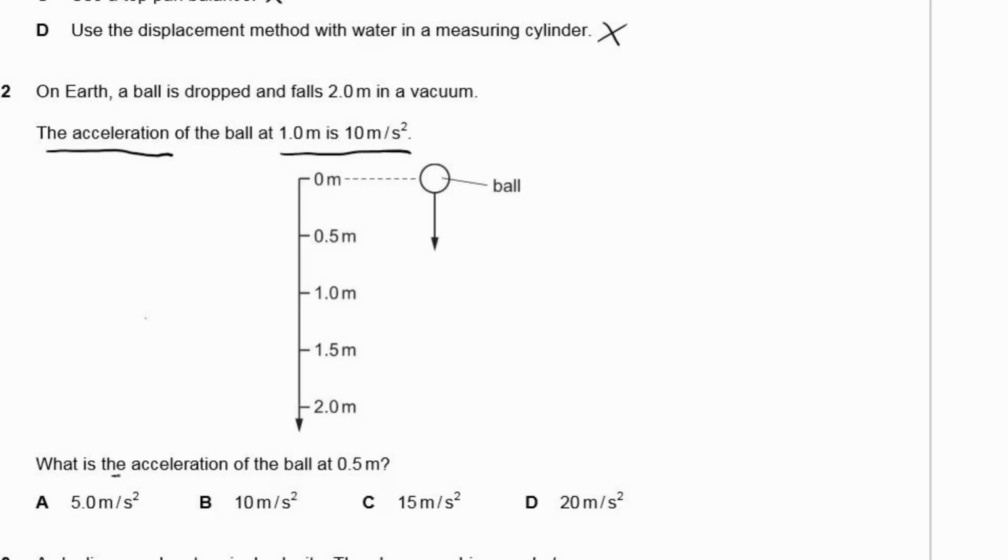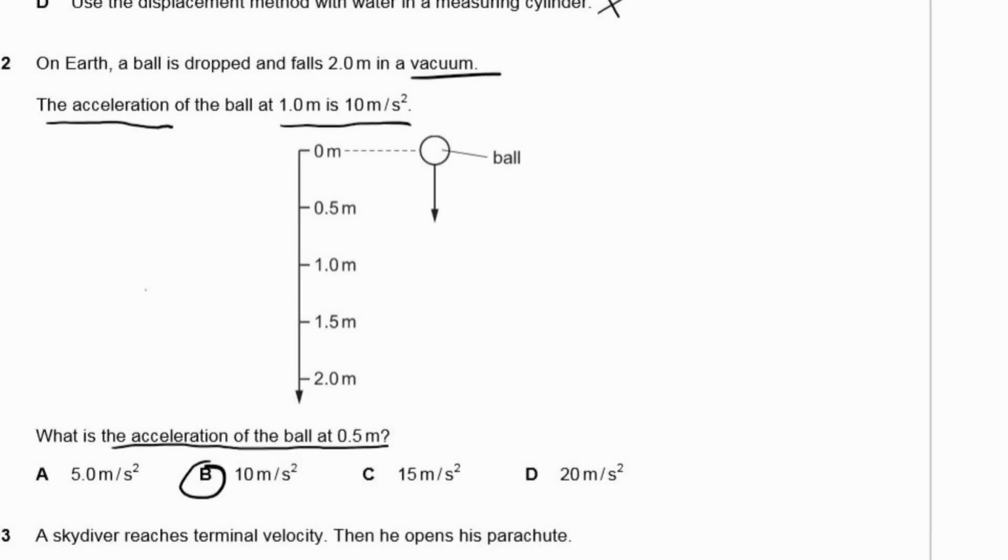If we come down here, they're asking for the acceleration of the ball at 0.5 meters. Well, key point: in a vacuum. So if it's 10 meters per second squared when it's at 1 meter, it's going to be 10 meters per second squared when it's at 0 meters, 10 meters per second squared when it's 0.5, at 1.5, at 2. It's going to be 10 meters per second squared for all of those areas. The answer is B. Go through the questions carefully as you do them.